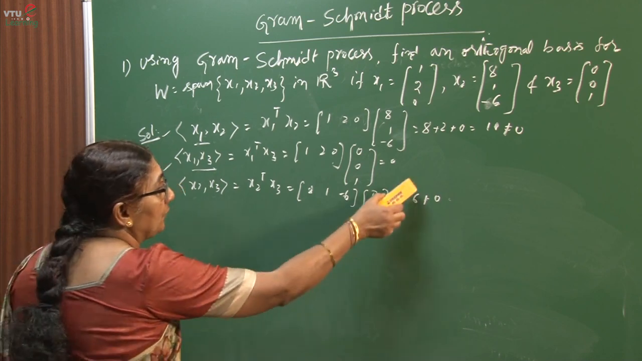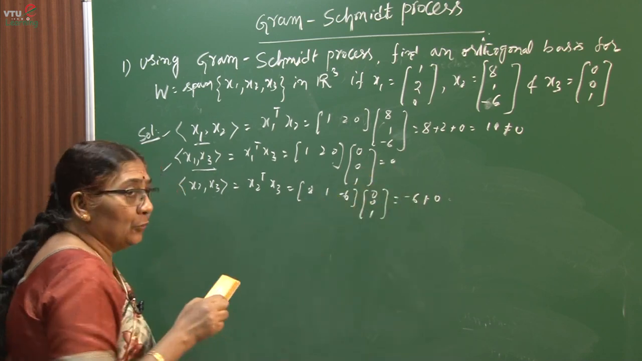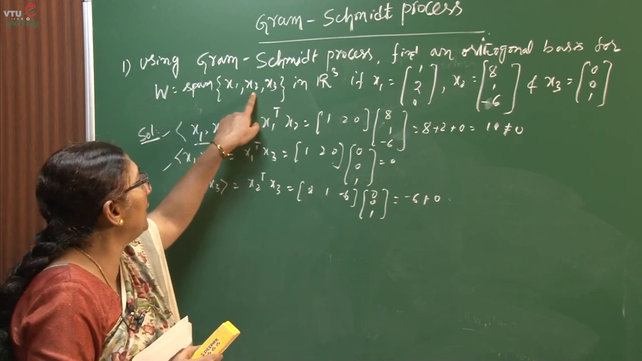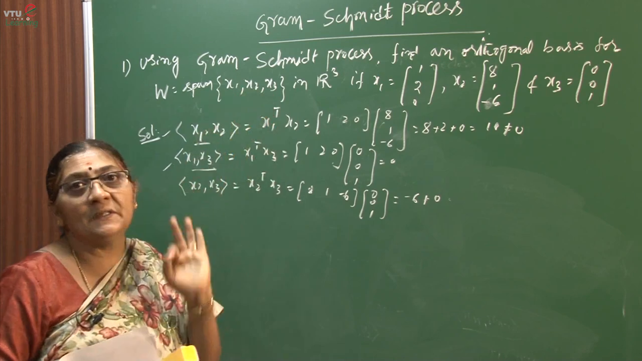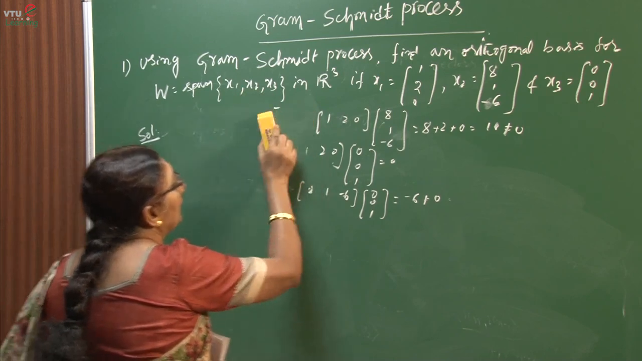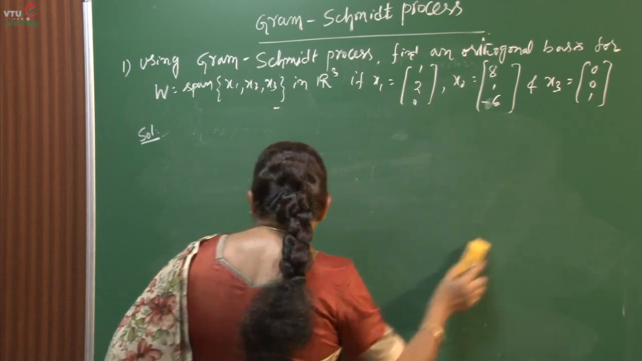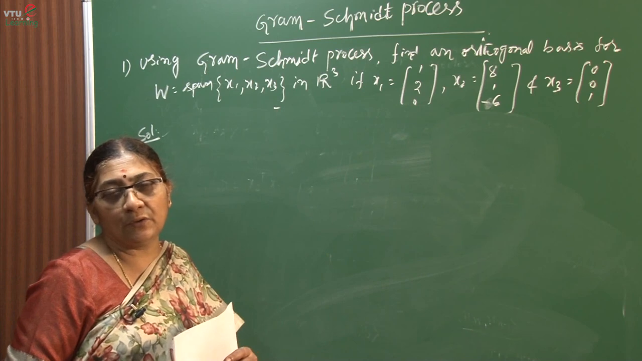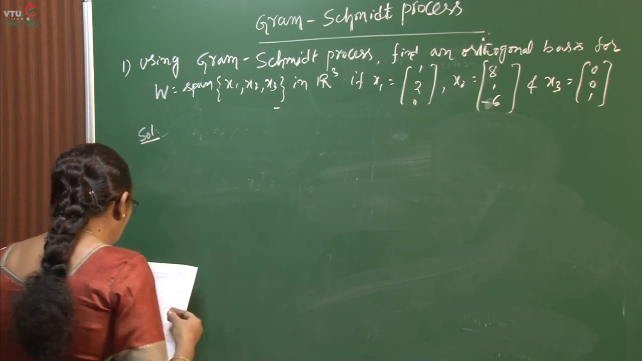Now, most of the students feel here it is 0. Why? You know that x1 is an orthogonal vector means its inner product with x2 and x3 must both be 0. But it is not equal to 0 in both cases; in one case it is 0. Therefore, we treat these three vectors as non-orthogonal vectors. I am showing this just now; it is not necessary to write it in the solution.